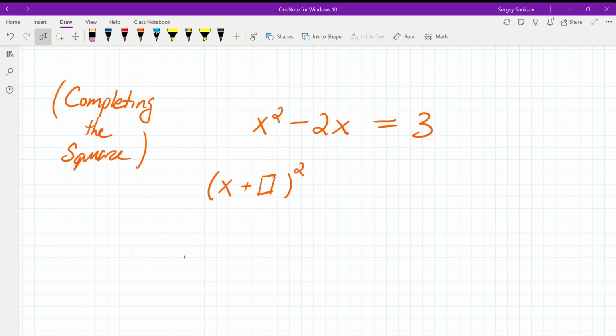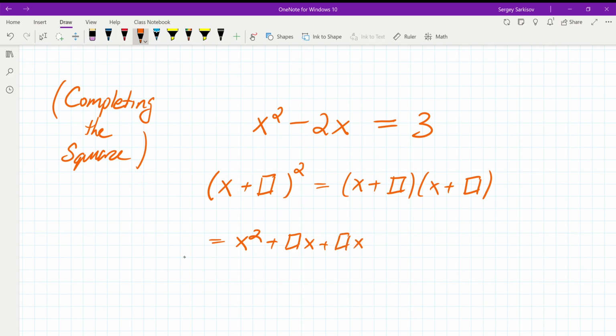Let's do this quickly. By definition, squaring means x plus box, x plus box. We're going to plug in the box what we need to. So what's x plus box times x plus box? Let's do the FOIL method. First terms, x squared. Outer terms, plus a box x. Inner terms, plus a box x. And the last terms, plus a box squared. It's very tricky, this completing the square. You want to combine like terms. You have x squared plus 2 boxes times x, plus a box squared. So that's what it is.